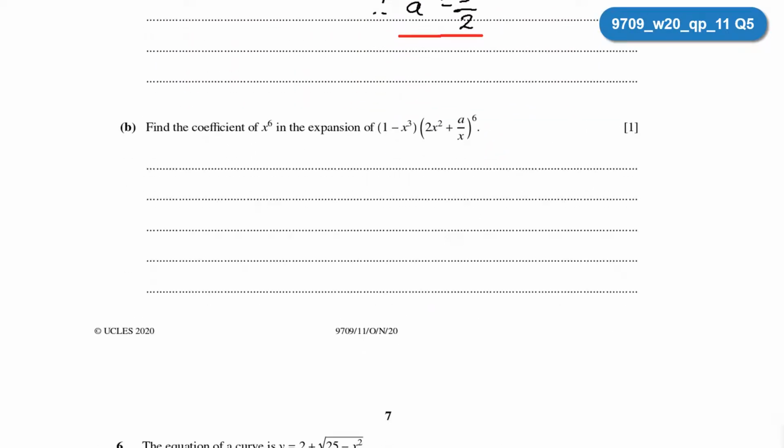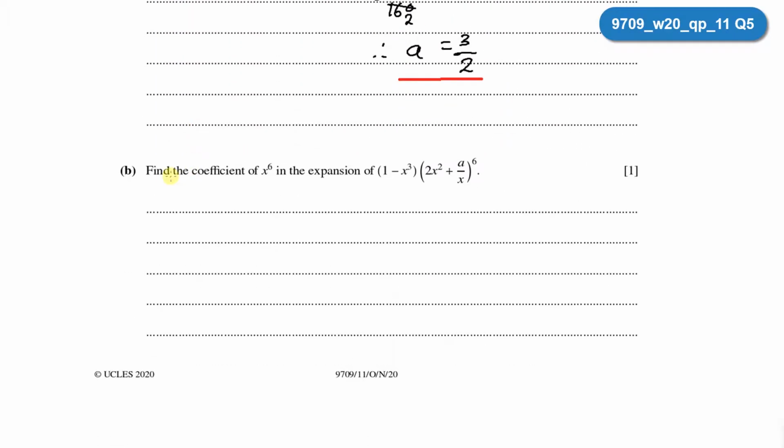Let's go to part B. Find the coefficient of x to the power of 6 in the expansion of (1 minus x cubed) times (2x squared plus a over x) to the power of 6.